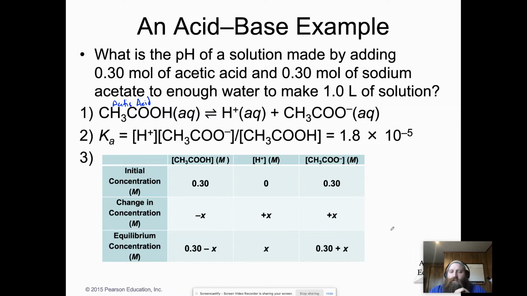So when we look at this, we're like, all right, well, how is this different from our common ion example? Well, notice that this one over here isn't starting at 0. All right. We know we've got 0.3 moles of acetic acid and we have 0.3 moles of sodium acetate. So we write our equilibrium expression, or sorry, our equation for the weak acid. So here is our weak acid equation. And we write the Ka for the weak acid, all right, just like we did before, all right.